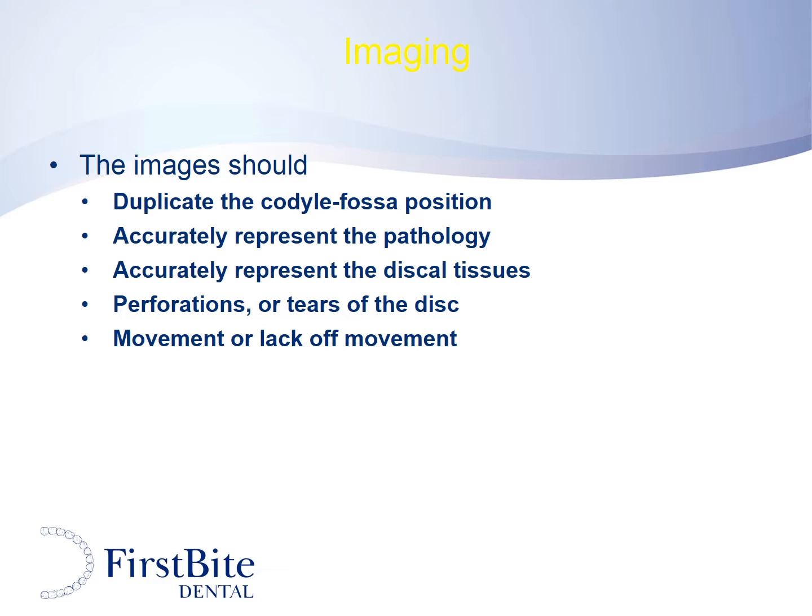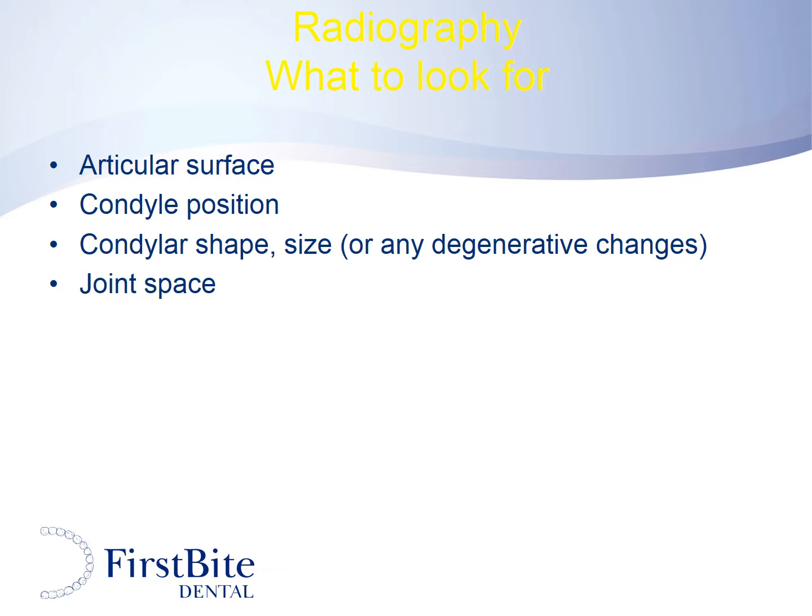So we want to look at the position of the condyle. We want to accurately represent the pathology. We want to accurately represent the tissues. Are there any perforations or tears of the disc? And what movement are people having in the jaws? Or what lack of movement can we see that's occurring in the jaws? We need to look at the different surfaces. We need to look at the position. We need to look at the condylar shape, because sometimes people can have arthritic or cancerous kind of changes in the shape, which definitely needs to be dealt with.